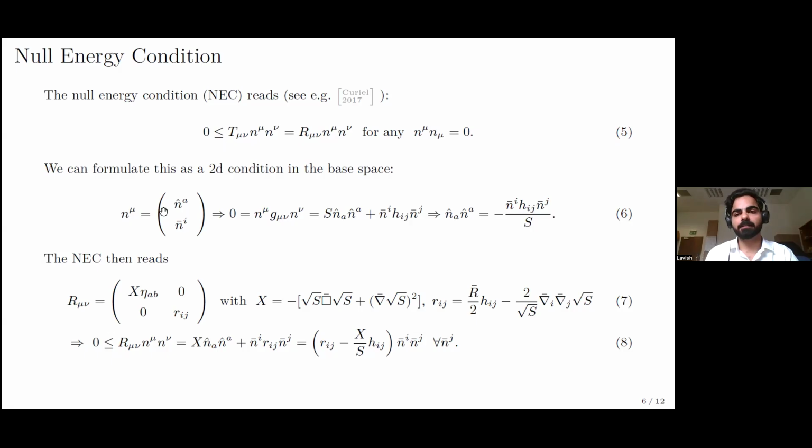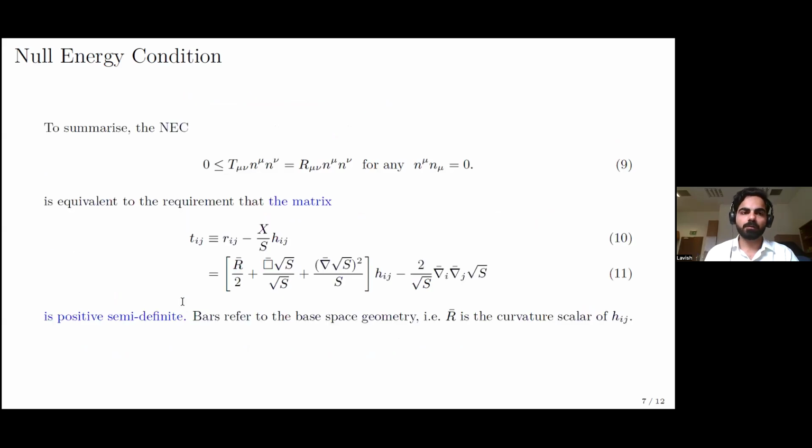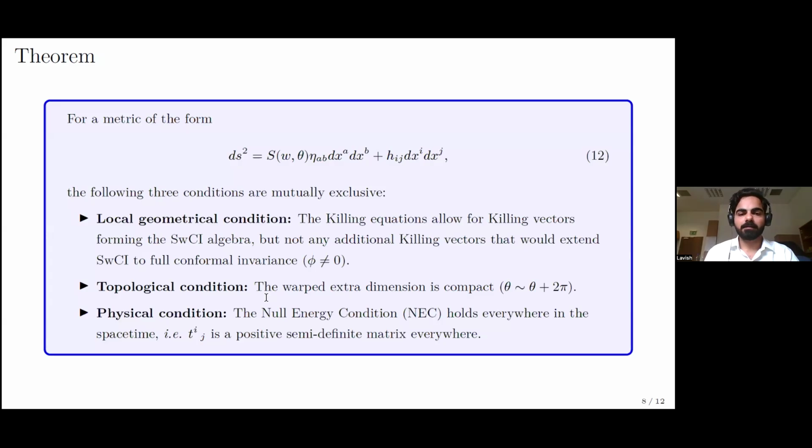The null vector factorizes here, and we also get the Ricci tensor, which also factorizes in the fiber and base space dimensions. So to summarize, we start with the null energy condition in the full bulk spacetime, and that is equivalent to saying that a matrix Tij, which takes the form of equation 11, is positive semi-definite. By analyzing this, we reached the theorem that we have proved in this paper.